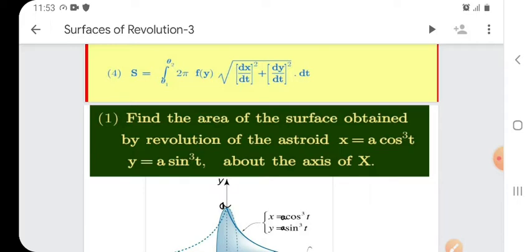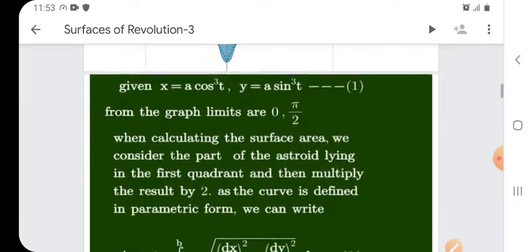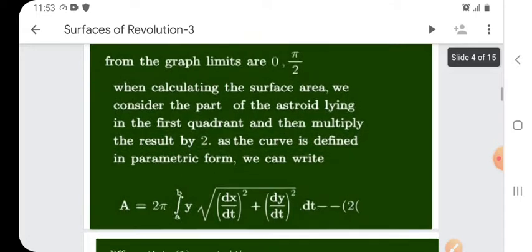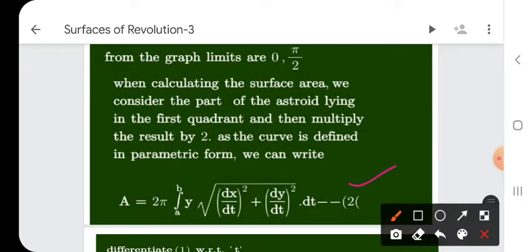What is our given curve? Astroid: x equals a cos cube t, y equals a sin cube t. From the graph, the limits we take are 0 to pi by 2. It revolves about an axis, and the given equation is in parametric form. So which formula do we use?